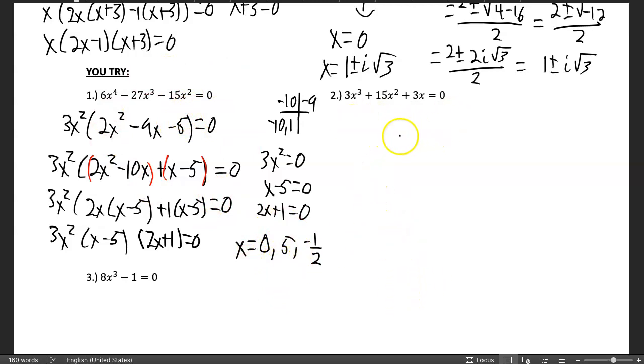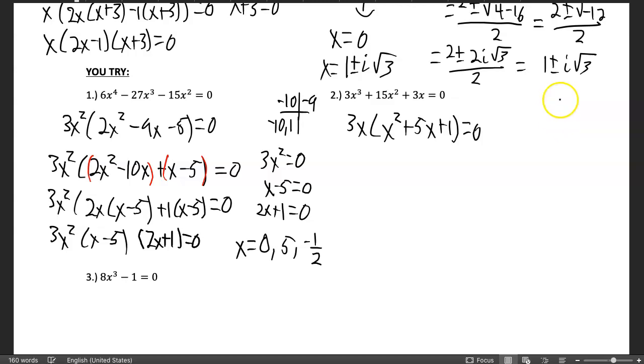Right? What about problem 2? Let's go ahead and have you try to solve this. Step 1, we're going to pull out the greatest common factor. Each of these terms is divisible by 3 and x. So we'll factor out a 3x. What are we left with? X squared plus 5x plus 1 is equal to 0.